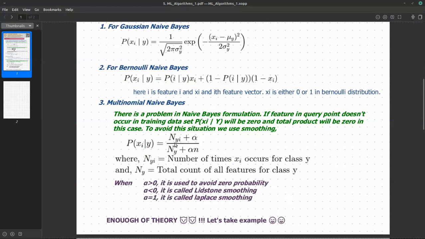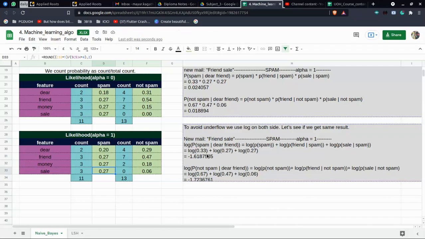N_yi, the number of data points for that particular observation for class Y, plus alpha, which is nothing but 1. So 2 plus 1 is 3, divided by the total count of all features, which is 11 plus 1 into how many features you have. So 4 features. So 1 into 4 is 4. So I'm doing 3 by 15. So plus alpha and alpha into n, because I'm adding 1 into all my n features. So 2 plus 1, 3 plus 1, 3 plus 1, 3 plus 1. So it's 11 plus 4.